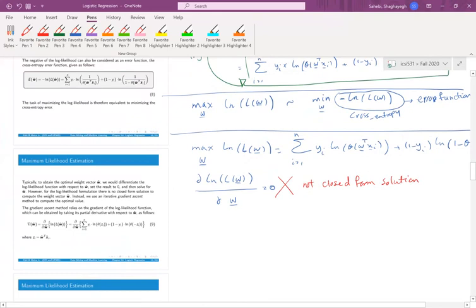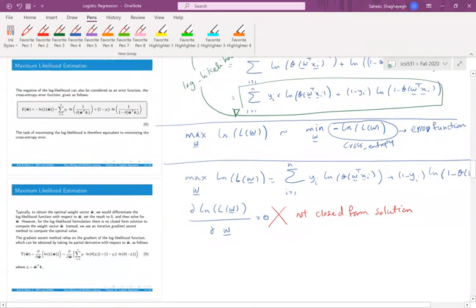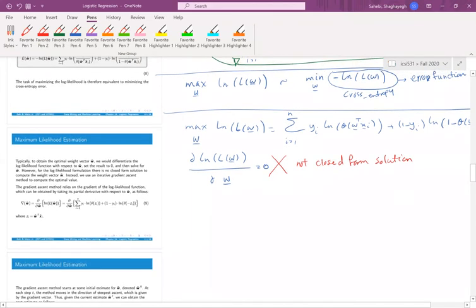what we are going to do is solve this problem step by step by taking the partial derivatives or gradients, and we are going to use an algorithm called gradient descent, or gradient ascent, actually, in this case, to get to the W that we are looking for. So how does this algorithm work?